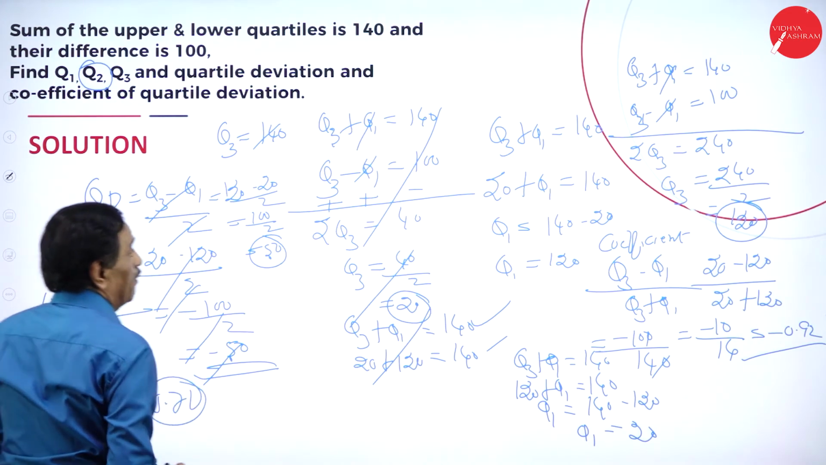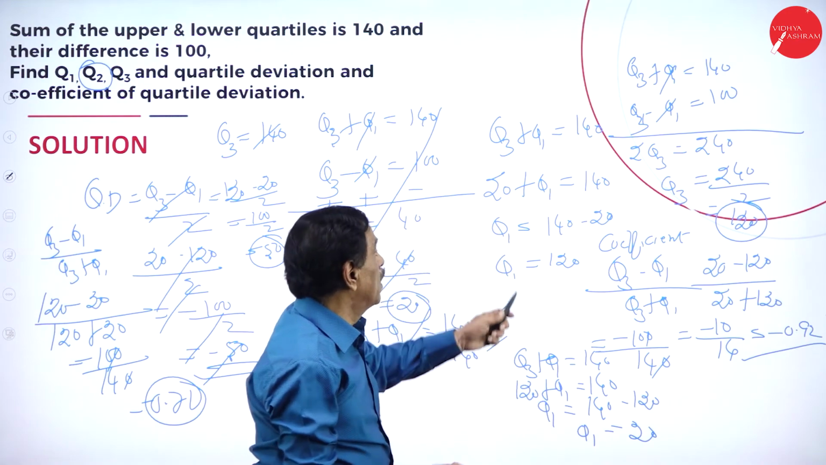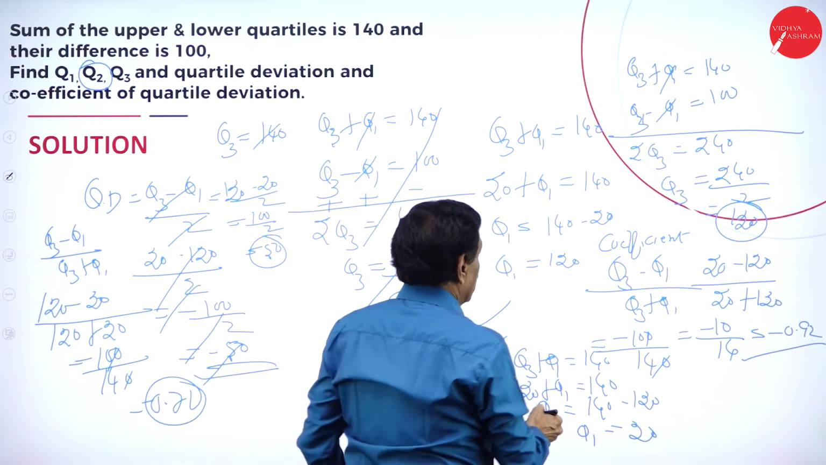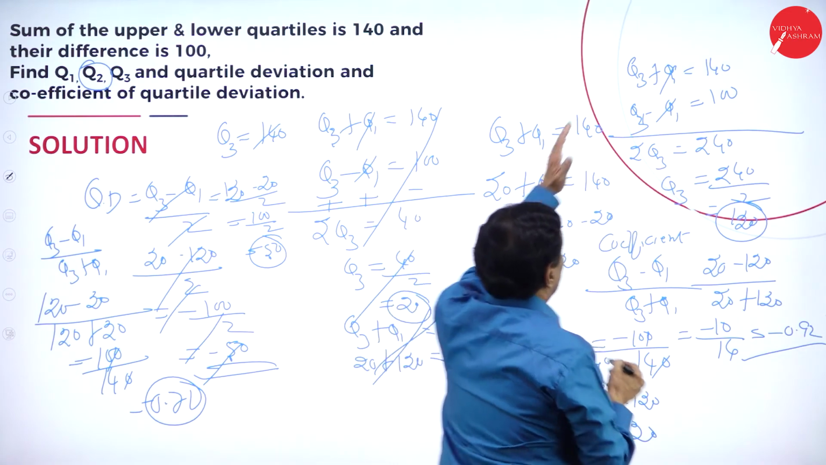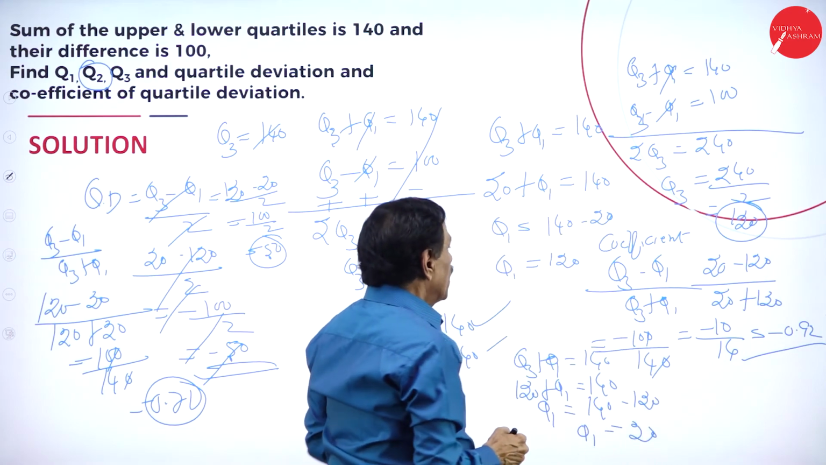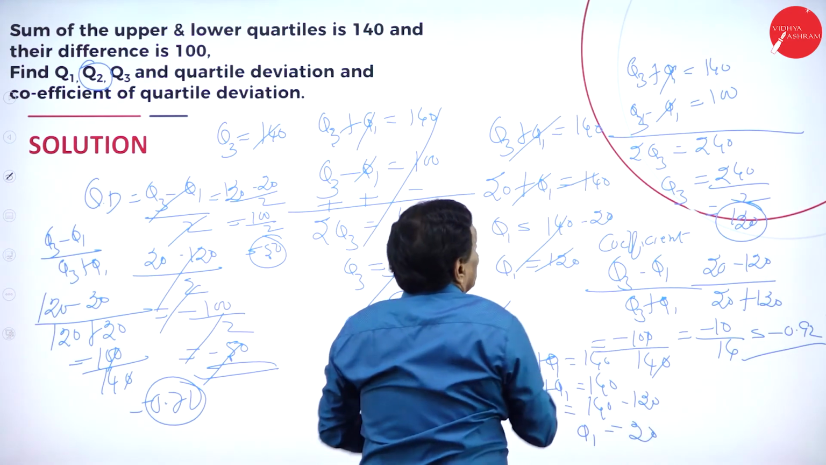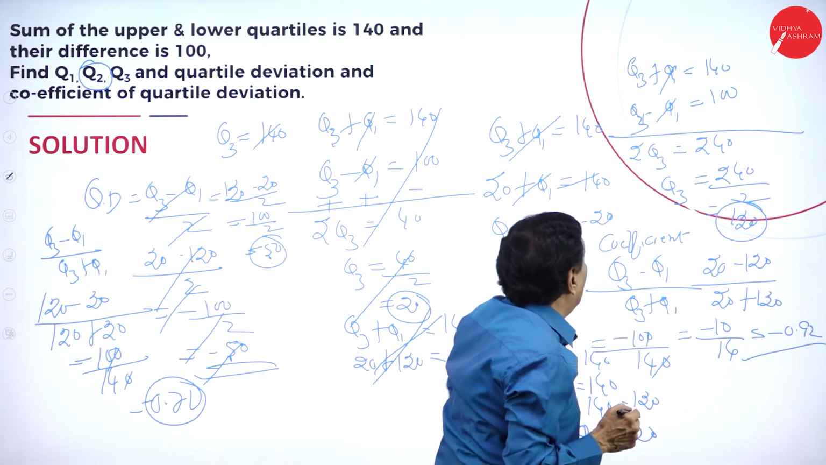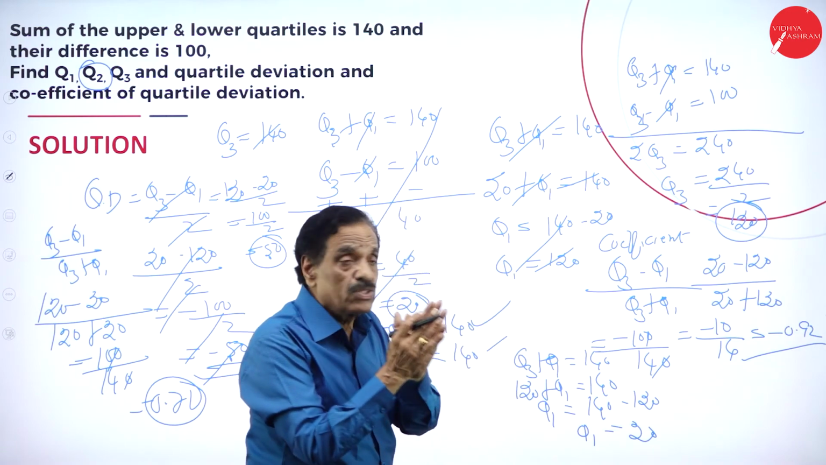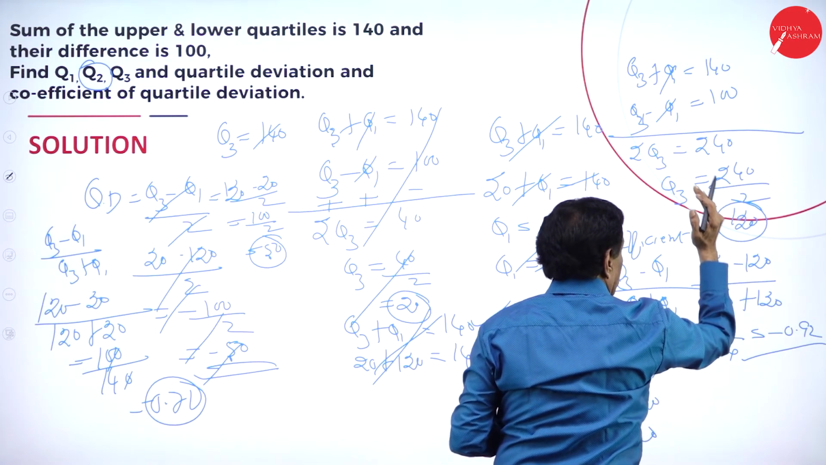This is the question. I will repeat once again. Q3 plus Q1 is 140. Q3 minus Q1 is 100. Now here we go one by one. Leave the others. When you add the figures, 2Q3 is equal to 240. Q3 is equal to 240 divided by 2, that is 120.